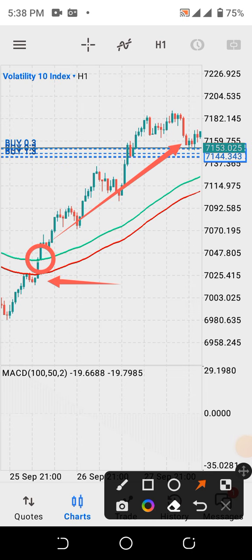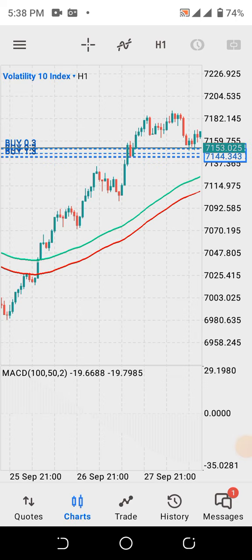You see, I have made about 7 or 8 trades. Do you understand? As easy as that, and all of them are profitable. This is on volatility 10 index, 1 hour time frame. As easy as that. Do you understand?